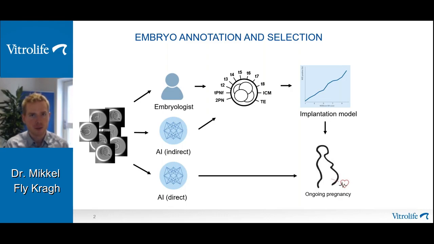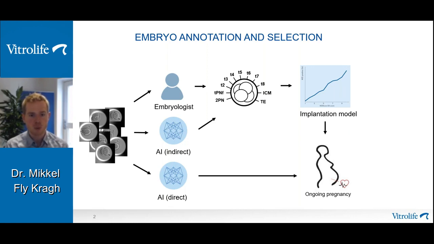The most common practice today in IVF clinics is that embryologists manually annotate a number of morphokinetic and morphological parameters for each embryo that then help describe the development stage and the quality of that embryo. These parameters are then put into an implantation model, such as the KIT score model, that outputs a combined score for each embryo, indicating which embryo has the best potential to implant.